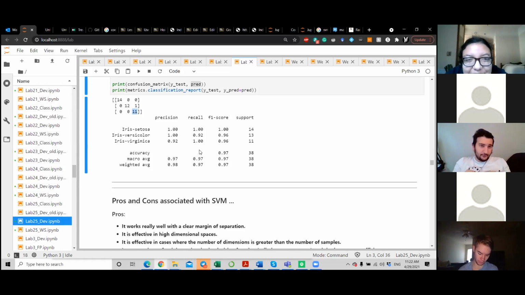Oh, damn. But overall, would you pick support vector machines over the other two? I would go with the support vector machines, to be honest. Good. Thank you.